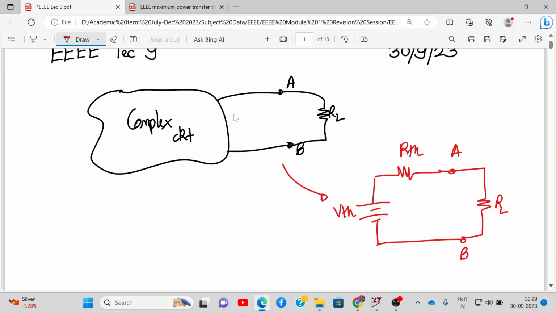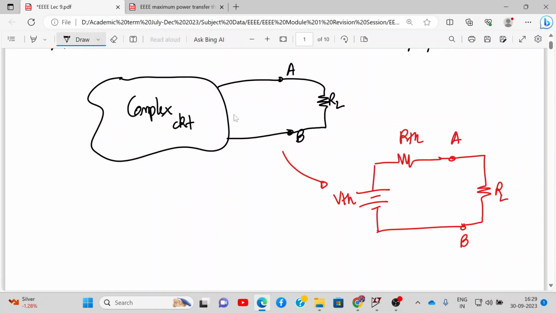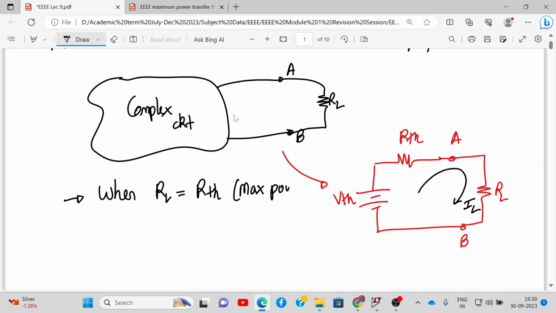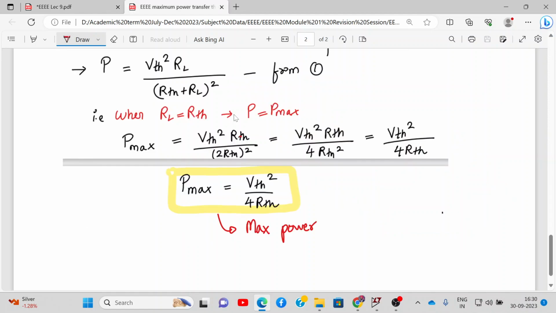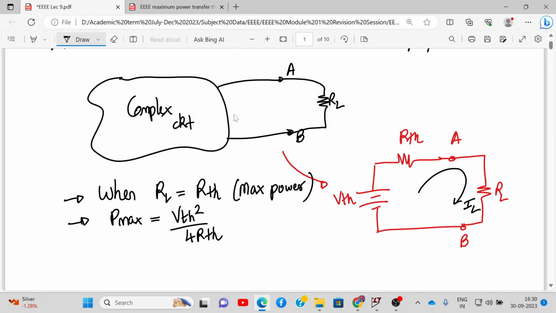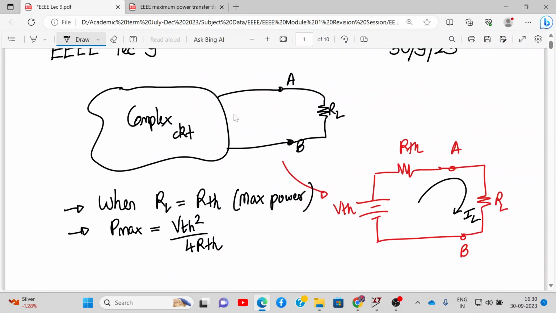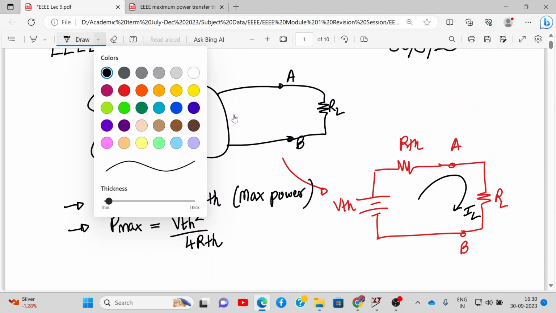What the maximum power transfer theorem says is maximum power will be transferred from the source to the load when RL is equal to RTH. Then what is the maximum power given by? Maximum power is given by VTH square upon 4 RTH. Is that what we got? Yeah, VTH square upon 4 RTH. So these are the two formulas which you should remember, and this is the summary of the maximum power transfer theorem.